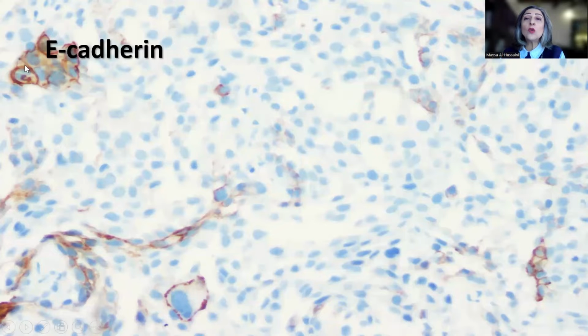Now, importantly also, and again, similar to lobular carcinoma, E-cadherin is important to order because E-cadherin is completely negative in the tumor cells. There are perhaps some residual or some unusual tumor cells showing some positivity, some residual perhaps urothelium, but the vast majority of the tumor cells are completely negative.